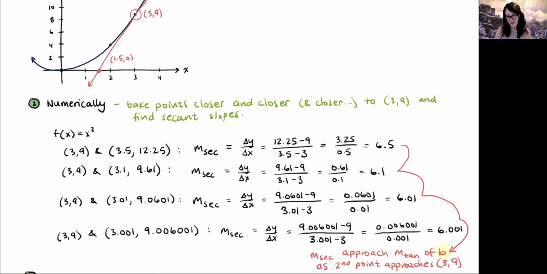Now, this is a very simple function, and it's easy to see that the slopes we have are approaching 6. But of course, there are many more complicated functions. What if this was approaching like the square root of 2 or something? How would we be able to see that and get an exact answer? So this method is pretty tedious and also just not great. A better way that we could do this is algebraically.